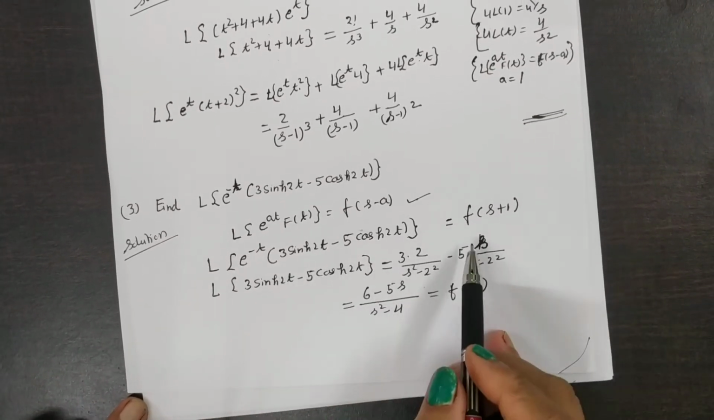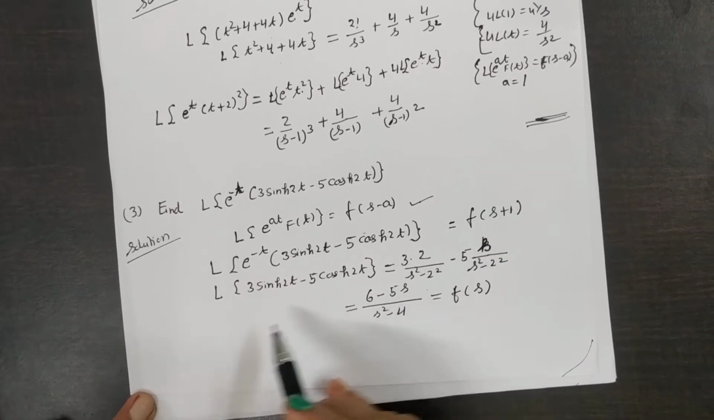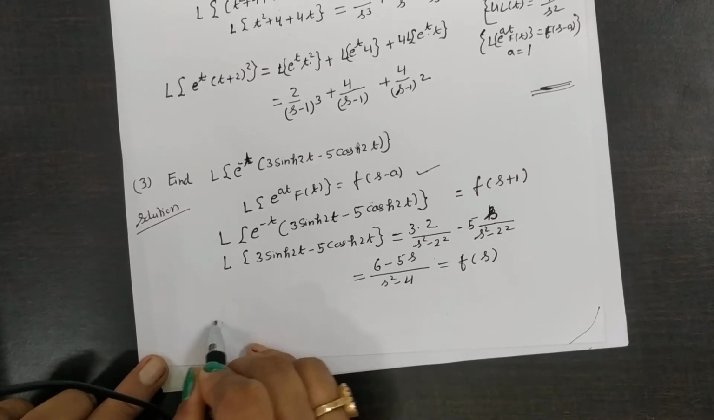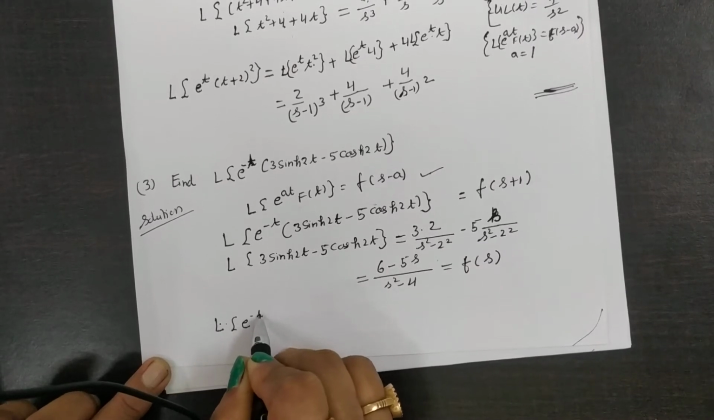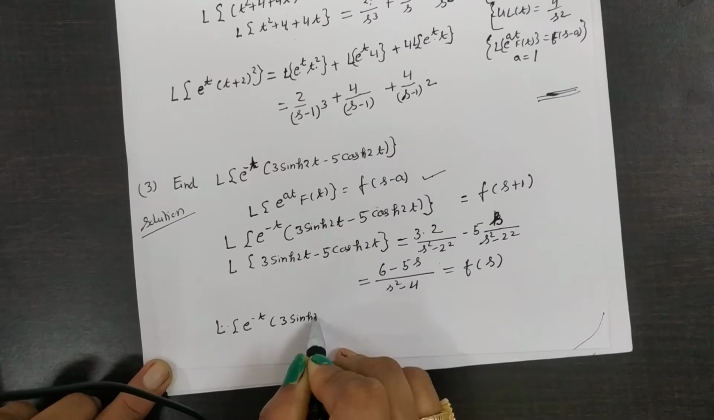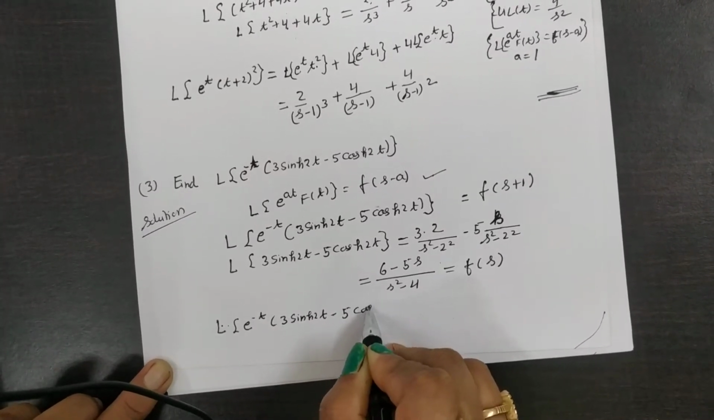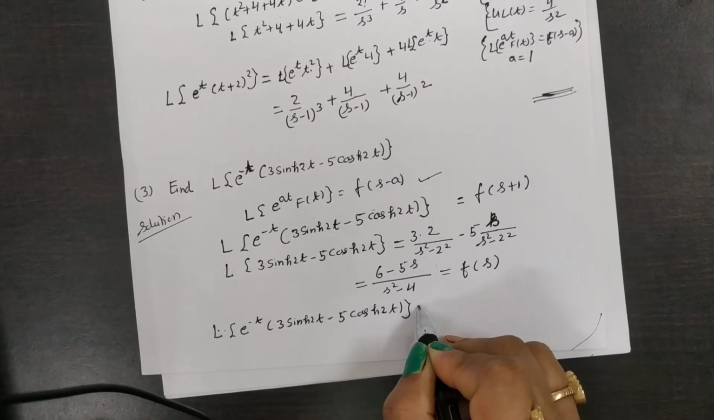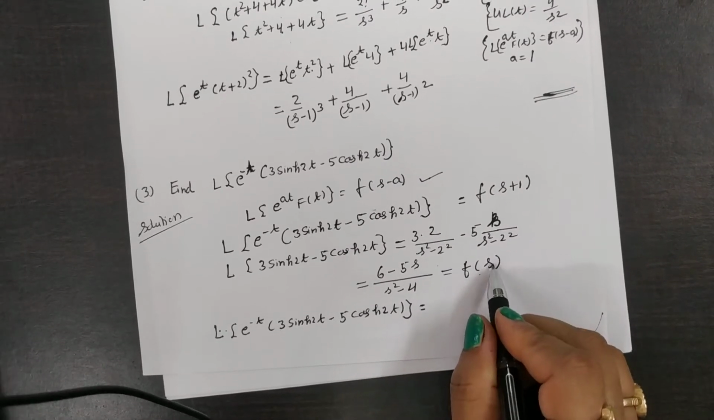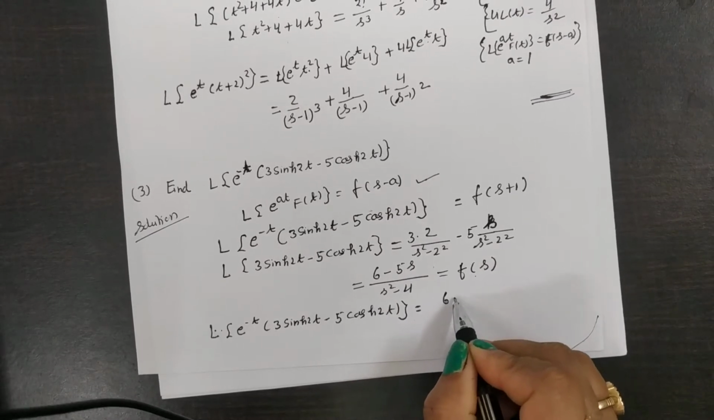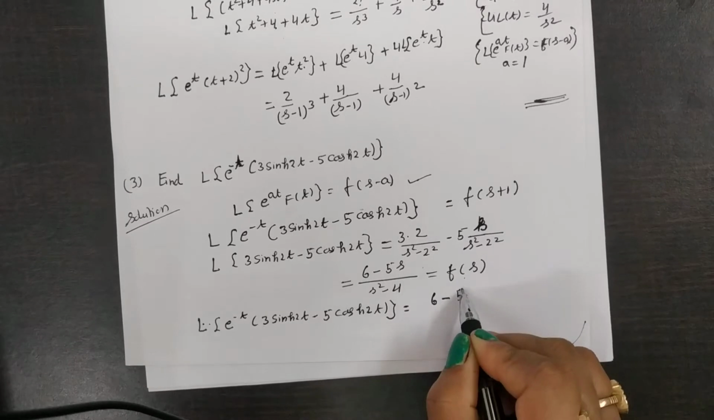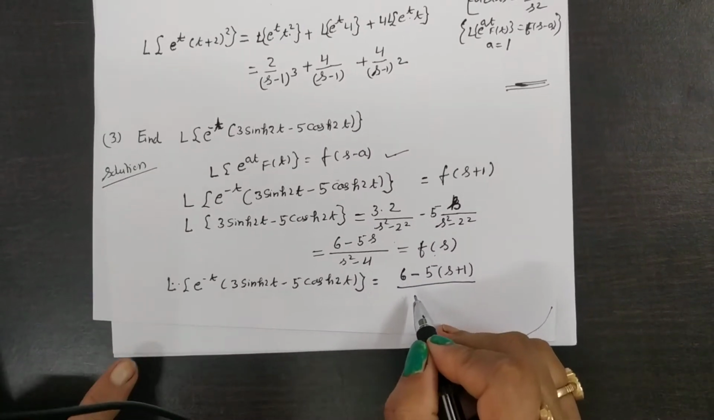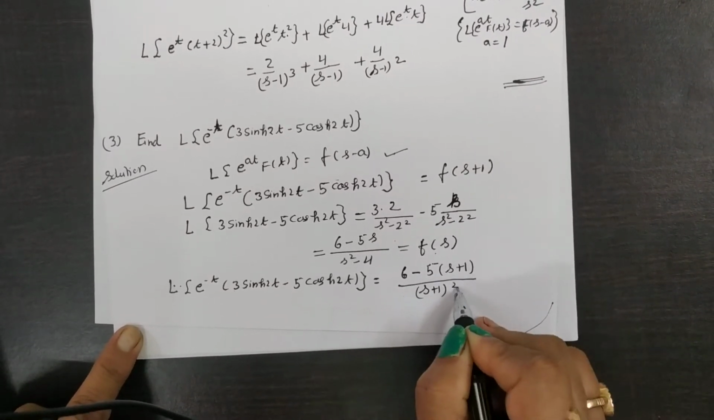Now from the shifting property, this result is equal to f of s plus 1. So according to the problem, Laplace of e to the power minus t, 3 sine hyperbolic 2t minus 5 cos hyperbolic 2t, is equal to f of s plus 1. This can be written as 6 minus 5 times s plus 1, and in the denominator, s plus 1 whole square minus 4. You get the result.